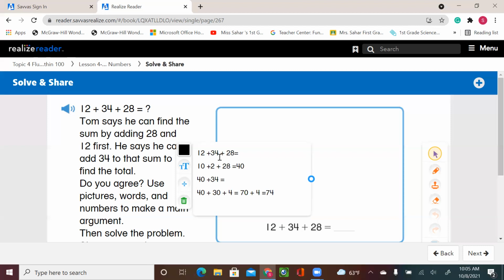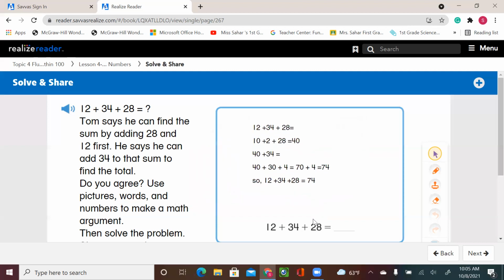So Tom's idea is 12 plus 34 plus 28 equals 74. So I do agree with Tom. It's kind of a bit long, but it's good. I used what I learned before and it was easy. Let's see our video.